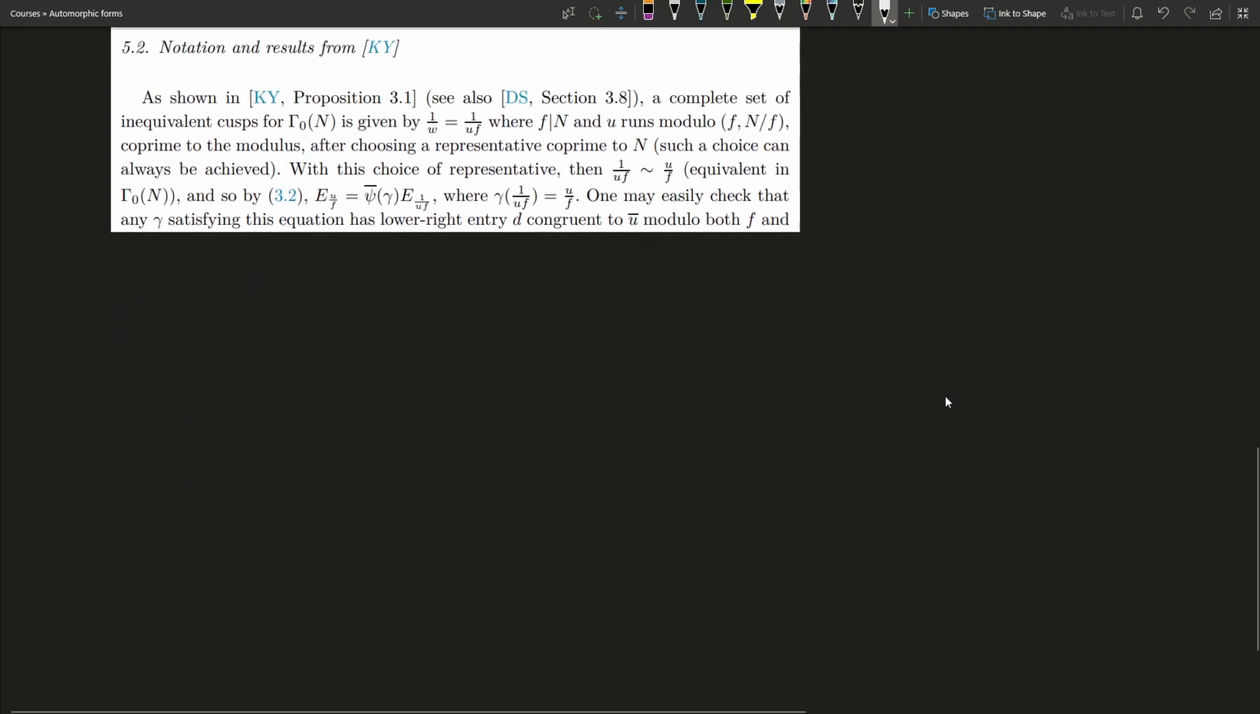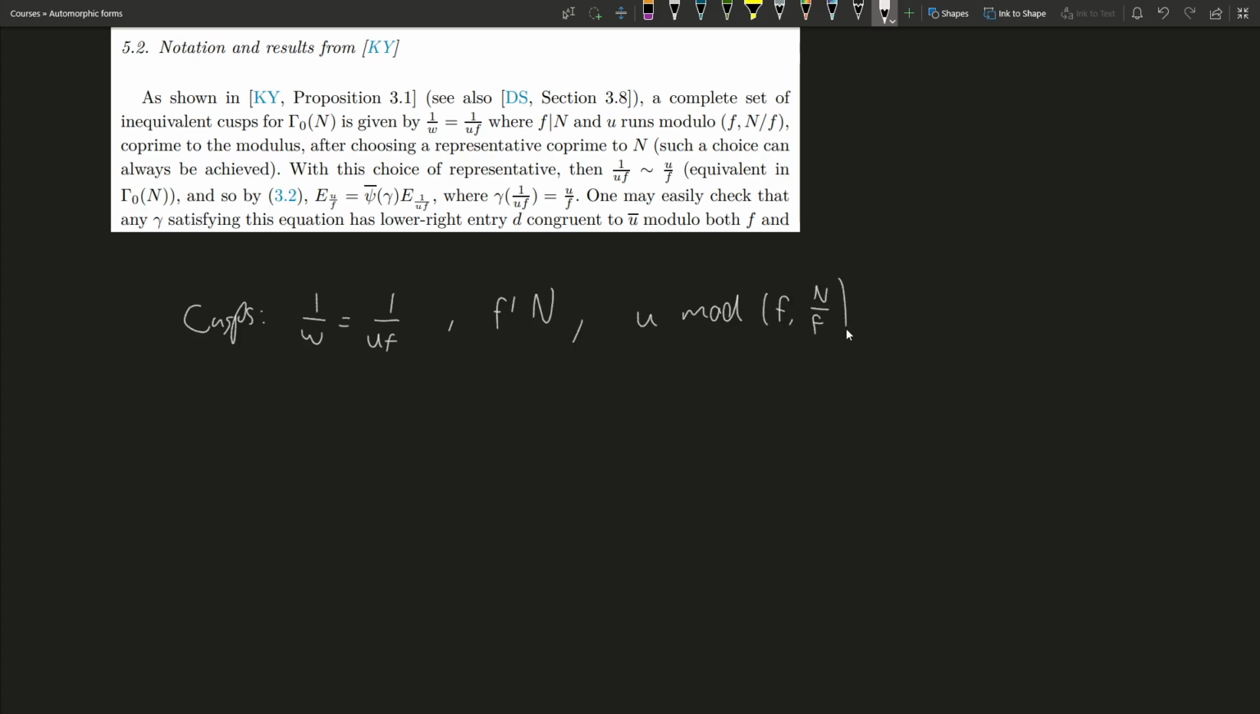So here there's a lot of blah blah, but the main point is that your cusps are going to be 1 over W, and the notation is going to be that is 1 over U times F, where F divides N, and U is mod the GCD of F and N over F. And then the rest of the stuff is interesting, but it's not important for what we're going to be doing. But this is the stuff that we want.